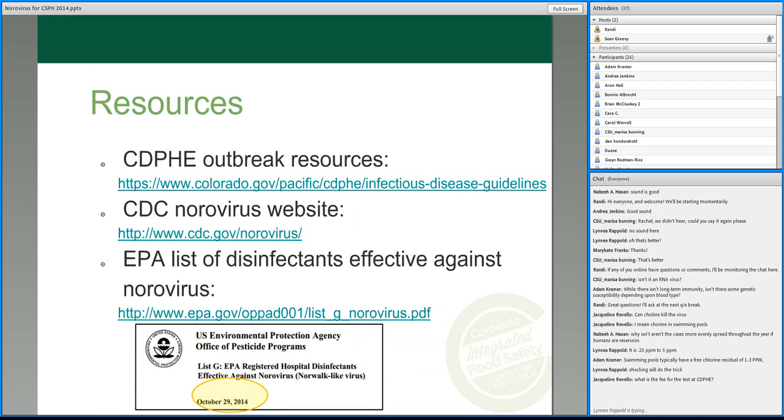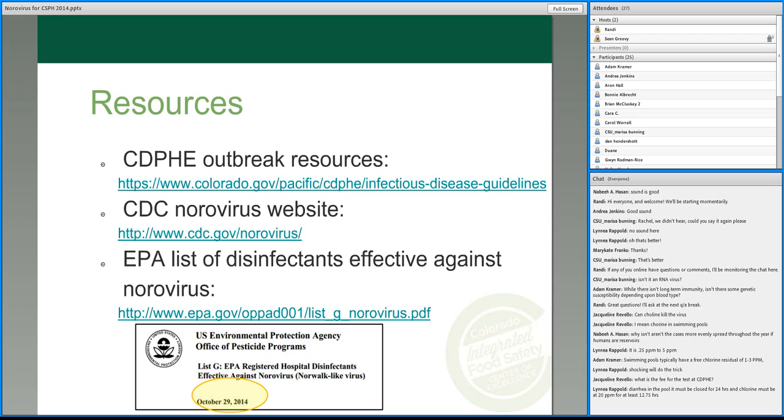Okay, so I want to provide some resources for you. On our State Health Department website, we have a lot of outbreak resources, particularly outbreaks in specific settings. So we have specific long-term care facility norovirus guidelines, summer camp, childcare, et cetera. The CDC norovirus website also has a lot of good information. And then this third link is the list of disinfectants that are effective against norovirus as tested by the EPA. So all those other compounds I listed under bleach, these are products that typically contain those.